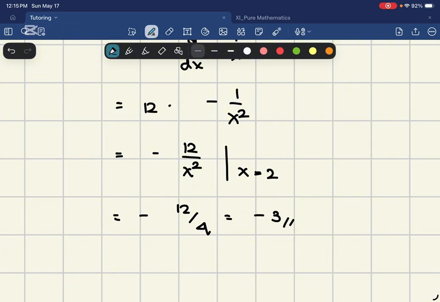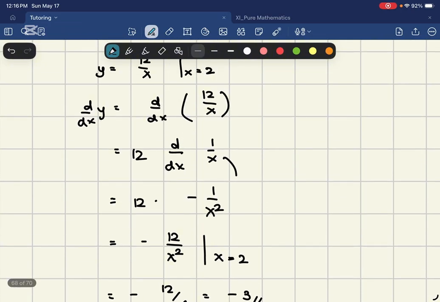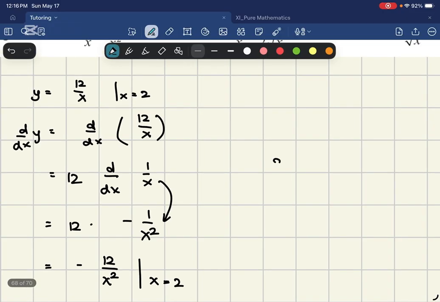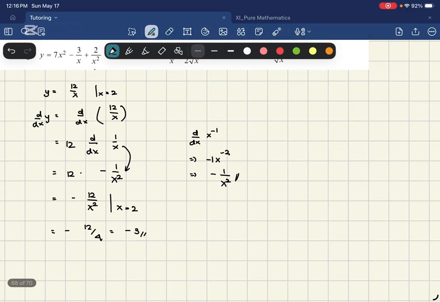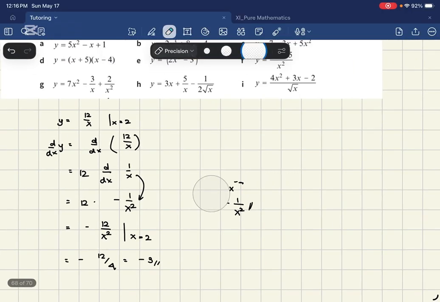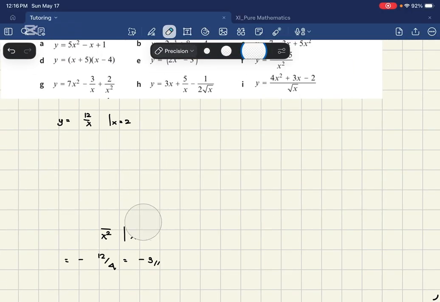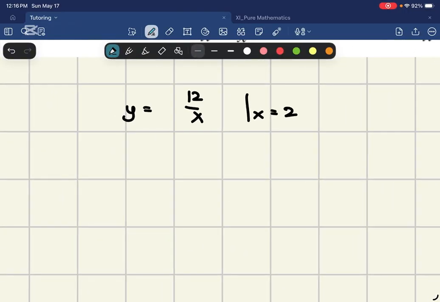That is your answer. So now, how do we get this formula? Remember, 1 over x is x to the power minus 1. So when you use the formula, you get minus 1 times x to the power minus 1 minus 1. That is minus 2. So that is minus 1 over x squared. That is how we get the formula. So let's use the definition now.